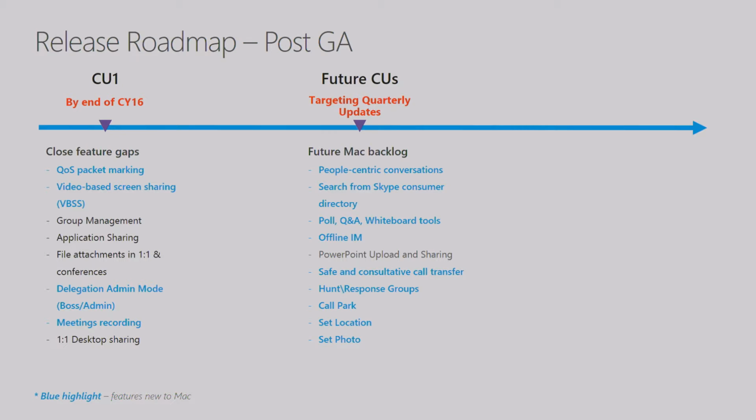So boss admin is partially in the client today. If a call comes in for the boss, you will be able to answer that as an admin. What you don't have is the ability to manage that delegate admin relationship, and you also won't see that the call is coming from the boss. This is prioritized for CU right after GA.